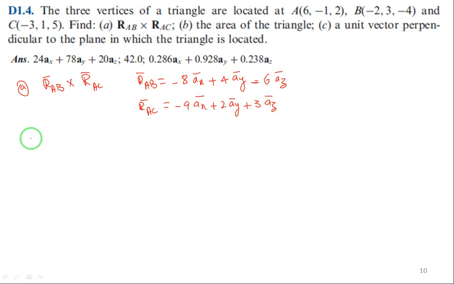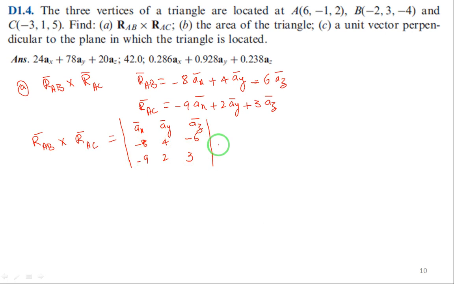Then calculate RAB cross RAC in determinant form. You know how to take the cross product in determinant form. RAB cross RAC is equal to the determinant of: in the first row you write the unit vectors Ax, Ay and Az. In the second row you write the components of the RAB vector: minus 8, plus 4 and minus 6. Then similarly you write the components of the RAC vector: minus 9, 2 and 3.